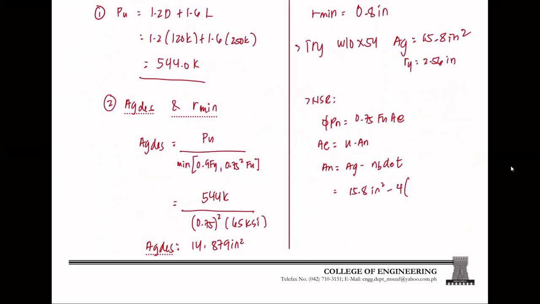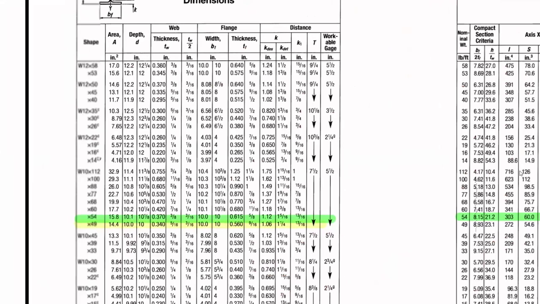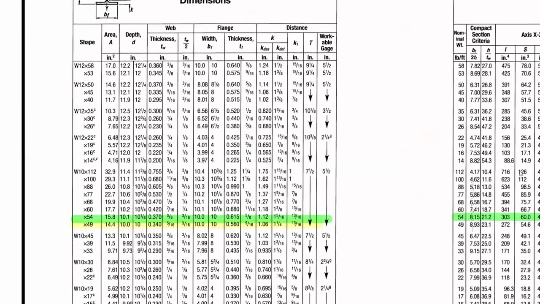Then we have the diameter of bolts at 3/4 plus 1/8, times the thickness of the flange. We don't have the thickness of the flange yet, so let's check it for this section. The thickness of the flange has a value of 0.615, so 0.61.